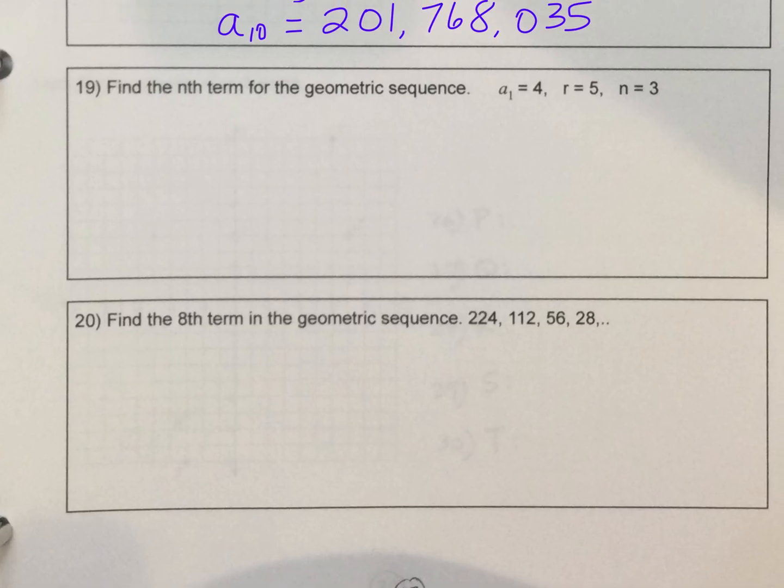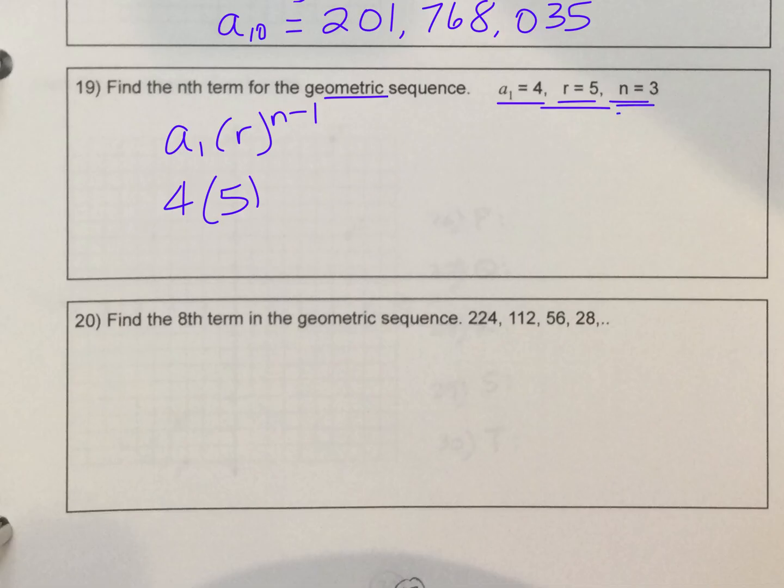Let's do another one like that. I've been given all the information and I just need to plug it in my geometric sequence formula. A1 is 4, R is 5, N is 3 minus 1. So the third term in this sequence, according to my formula, would be a 100. That's a 0. Those are bad zeros.